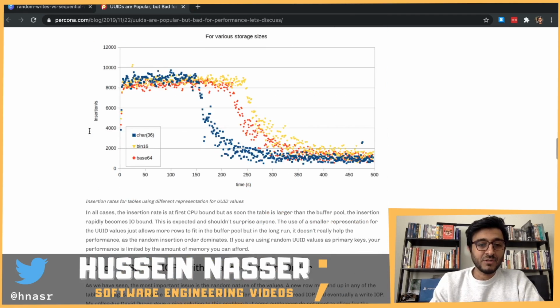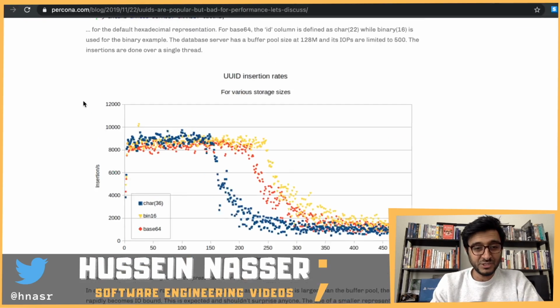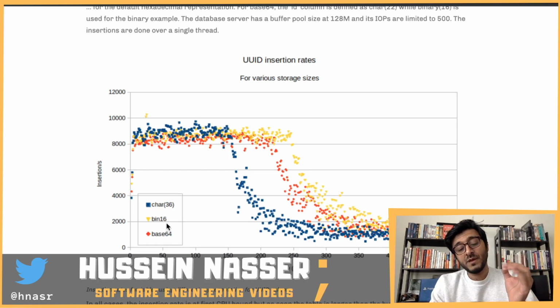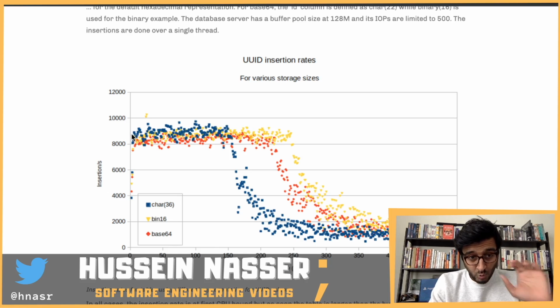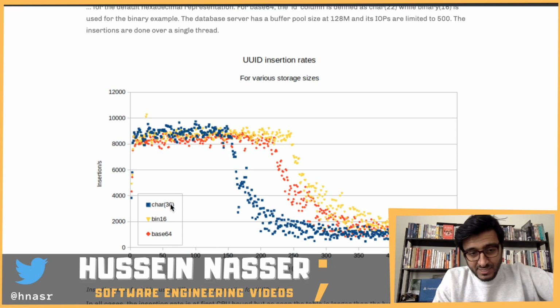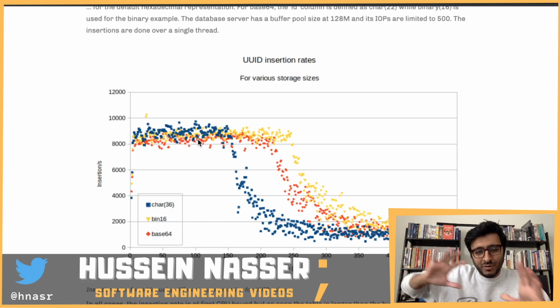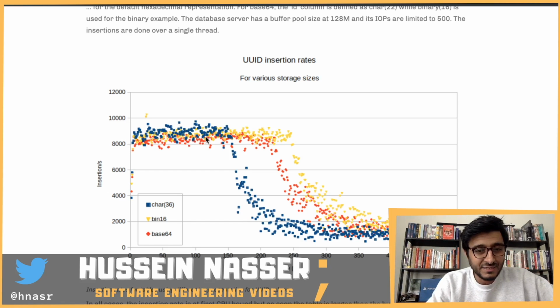So guys, let's go through the graph. I want you to pay attention to these three types here. What Eve did was store the GUID values, the UUID, as a string of 36 characters, or as binary because they are 16 bytes, or as base 64. He tried three approaches. And look at this. When you first start, let's take the string example, writes are like 8,000 writes per second. So beautiful. And that's when your memory, the buffer pool, is not full yet.